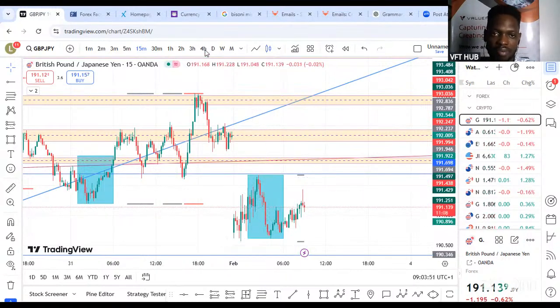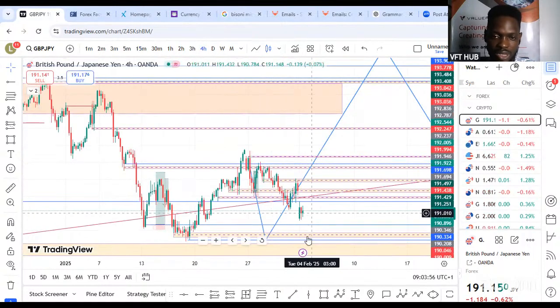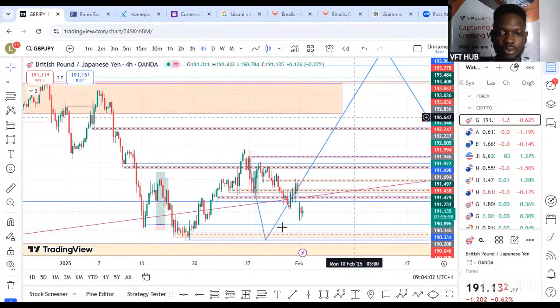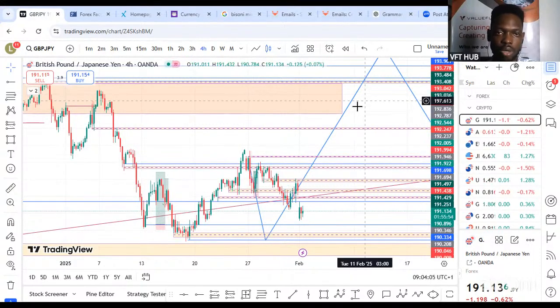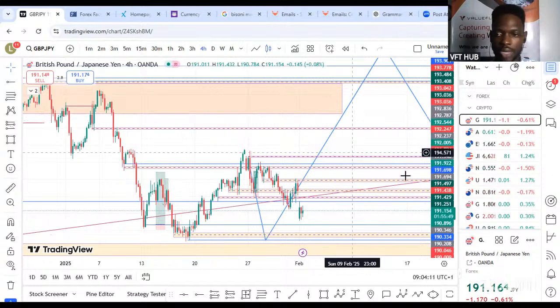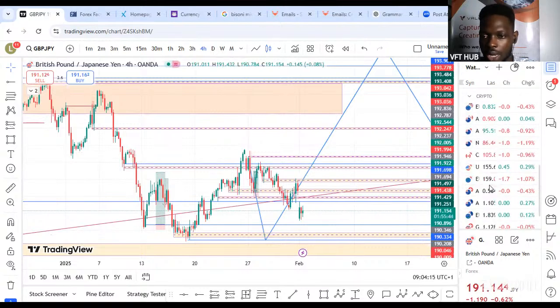But remember, the overall move on the 4-hour time frame, we are still expecting price to sell all the way into this particular level that we have here before we now see the massive move to the upside, just as you have the illustration here to the upside for GBP JPY. All right, so that is it for GBP JPY. Let's quickly take a look at AUD JPY, then UJ, before we call it a day.